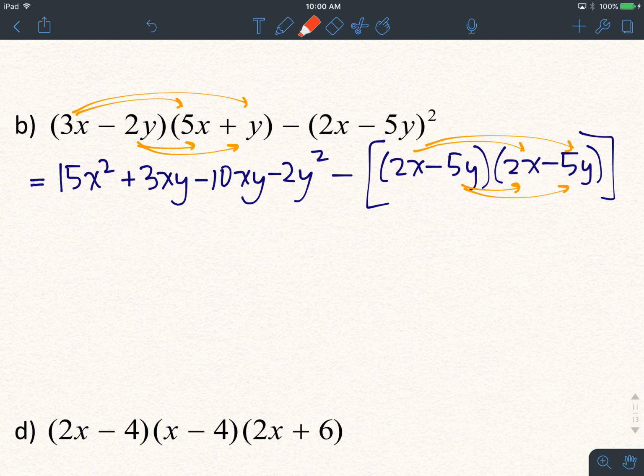Again, I always recommend that instead of trying to do it in your head, you do a rewrite step, which is what I've done here. So I've expanded out in this first line the first binomial. 3x times 5x gives us 15x squared, etc. And then you get to subtract the second binomial.